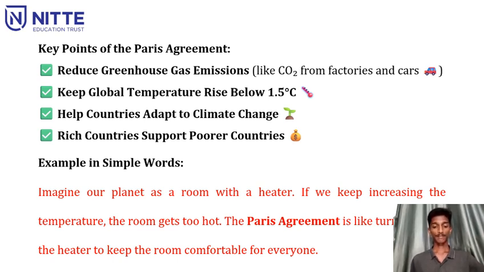Help countries adapt. Support countries that are vulnerable to climate change by building flood barriers, improving farming, etc. And also support from rich nations. Developed countries promise to give money, technology, and training to help poorer countries deal with climate change.